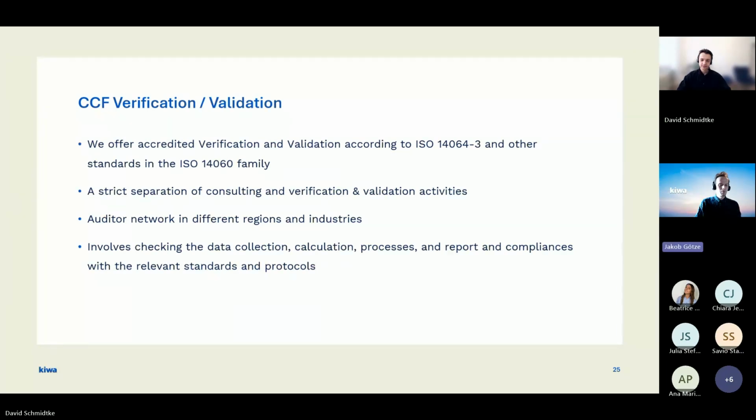We have one standard that outlines the requirements for such a greenhouse gas verification, which is ISO 14064-3. And this framework defines the activities, the processes, and ensures credible and accurate verification of corporate carbon footprints.